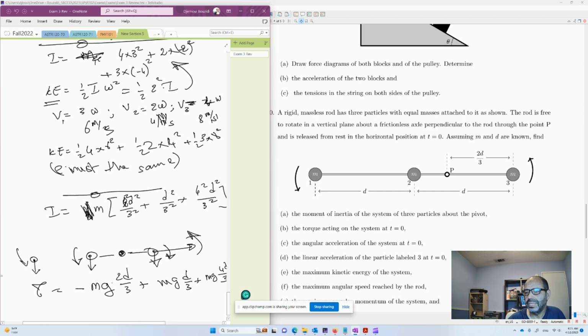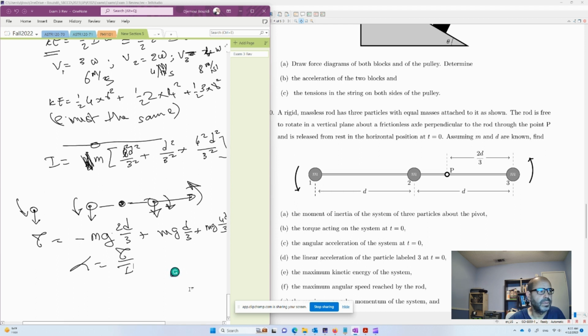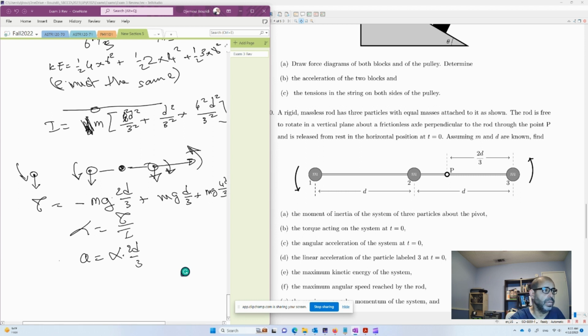The angular acceleration at t equal to 0: we have tau, we have I, so we should be able to find alpha equals tau over I. So that's basically the linear acceleration of particle number label 3. Once you have alpha for the entire system, you should be able to find a, which for label 3 is at a distance 2d over 3. So it's going to be alpha times 2d over 3. Again, I'm assuming that you did the calculation so that you can find this acceleration for particle 3.